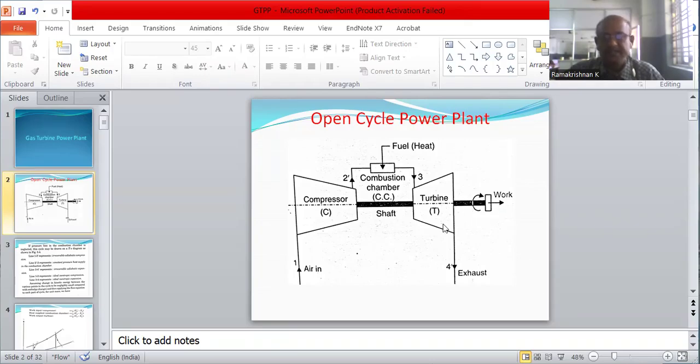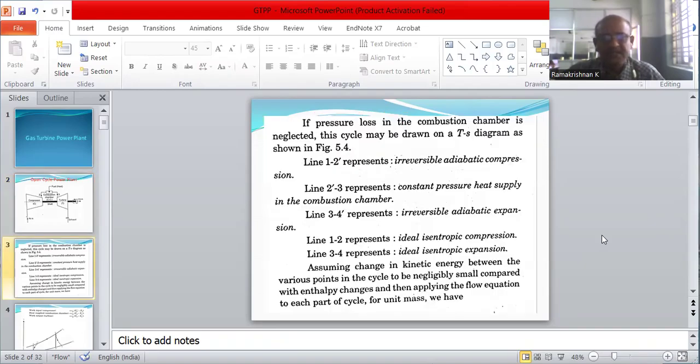From the generator, the gas is let into the atmosphere. So it is called an open cycle plant. Now look into each operation.